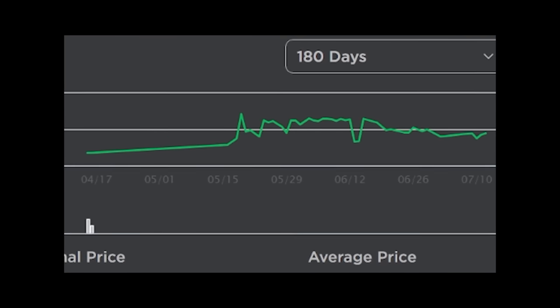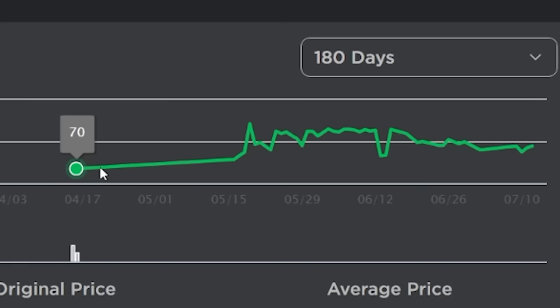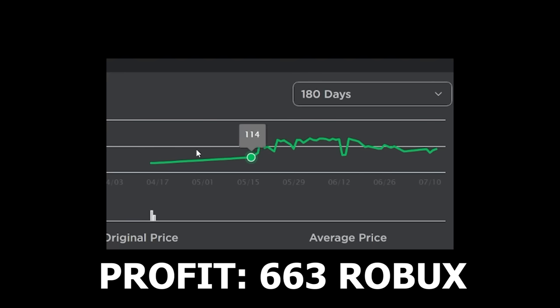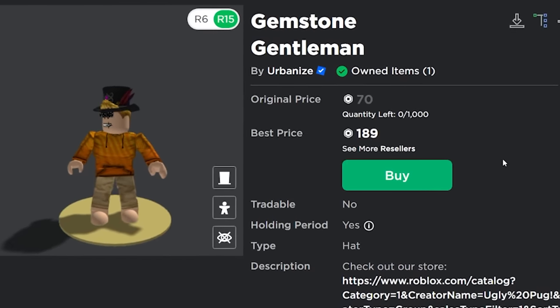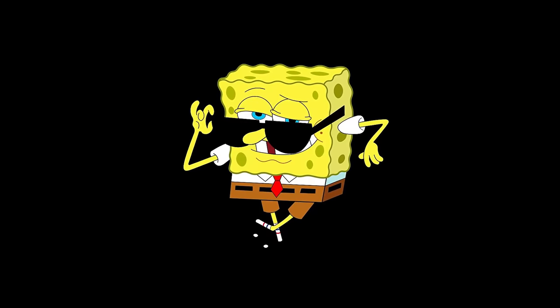Gemstone Gentleman. And, hey, no way. No way, dude. Okay, bought it for 70. Went up to 200 almost. Came back down a little bit. We still made 100 Robux. Not the most valuable at the moment, but, you know, still not terrible. That's money, baby. That's profits.